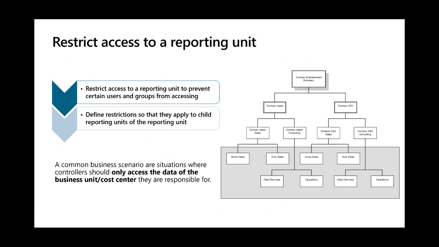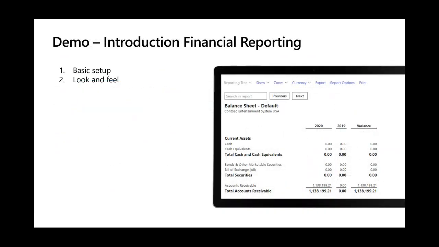Okay, and on top, you can go and restrict the access to the reporting unit. A common business scenario is where controllers should only access data of the business unit or cost center they are responsible for. So if I own the auto sales, and I should only report on auto sales, with access restriction I can get that done. So this is very important and a nice feature to take a look at. With that, I will go and run the demo.